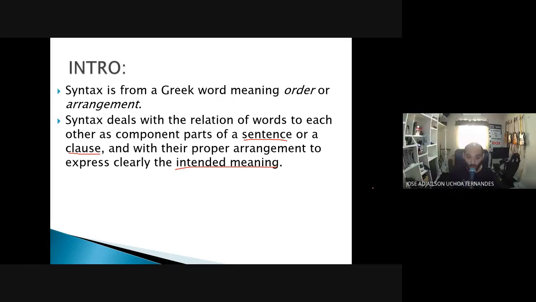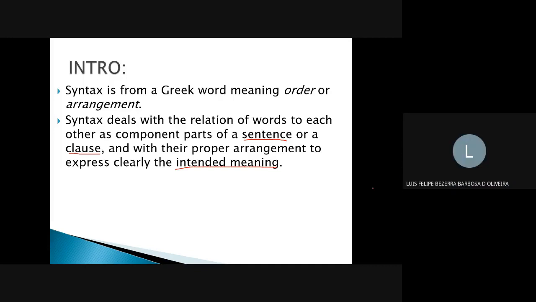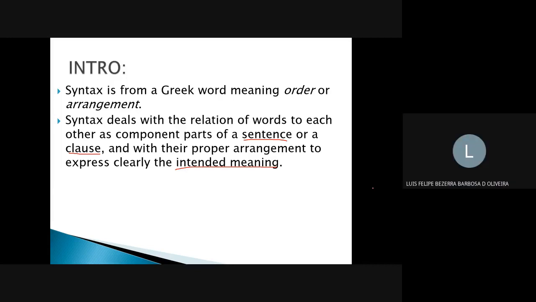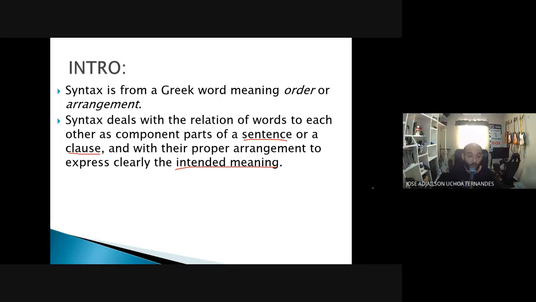Isn't a clause a group of words in which you have at least a subject and a verb? Yeah. In a sentence, any group of words? No, a sentence can be a clausal sentence, which is the simplest one, and it can be a compound sentence, with two or more clauses. So the clause is smaller than the sentence, okay?